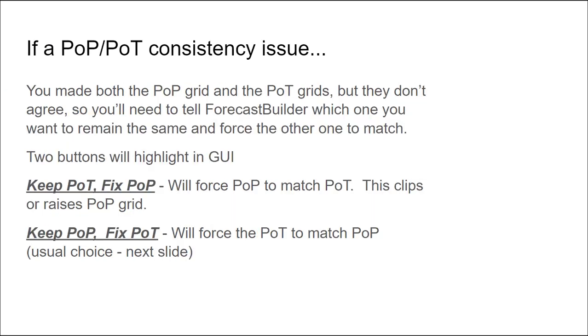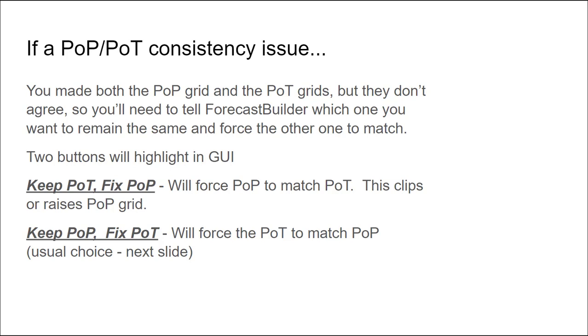Let's go over some common consistency errors and the buttons that will fix them. If you have a pop and pot consistency issue, there are two buttons that you can use to fix it. You can either keep the pot and fix your pops, which will force your pop grid to match the pot grids that you just created, either by clipping or raising the value of the pop grid.